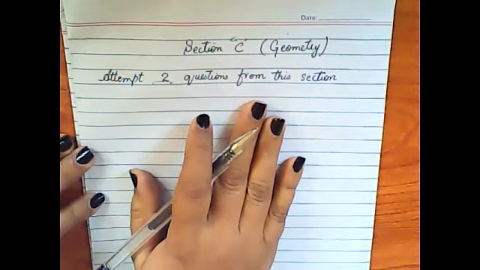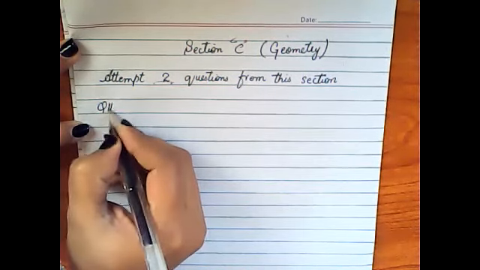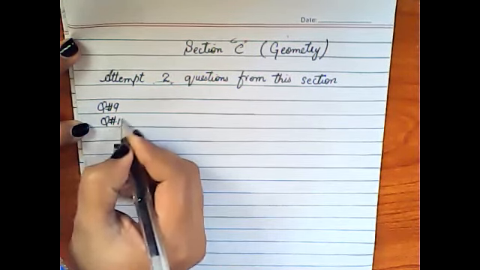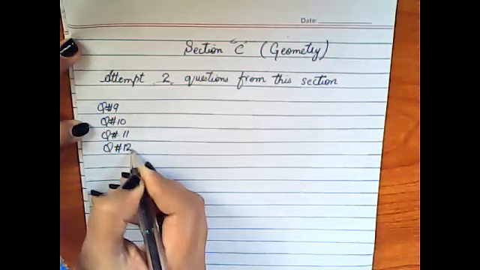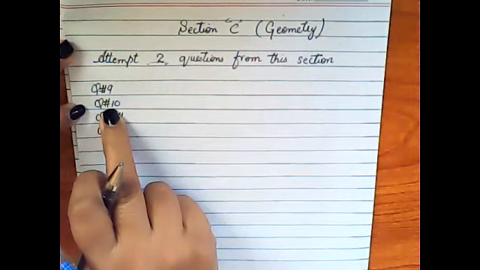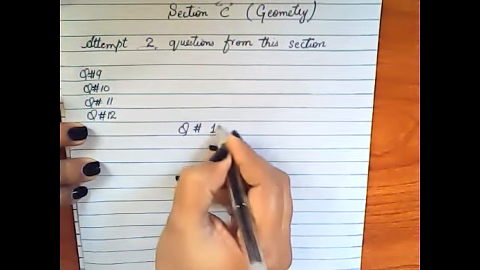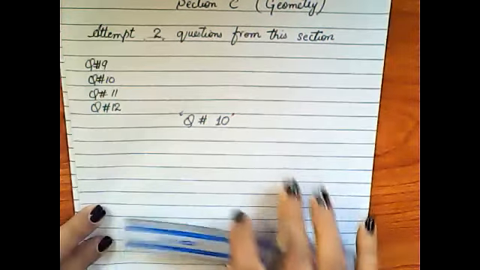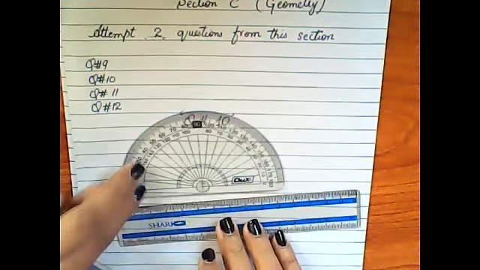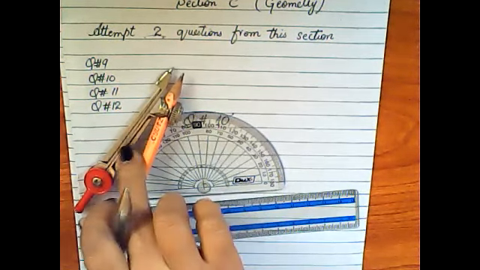Understand? Clear? Now, just suppose there are multiple questions here: question number 9, 10, 11, 12. Just suppose you are going to attempt question number 10. So you will write down the heading of question number 10 and you will solve it. Just suppose if you have to draw any angle, use a proper scale and set square. In the geometry section you will require these three things: scale, set square, and compass.